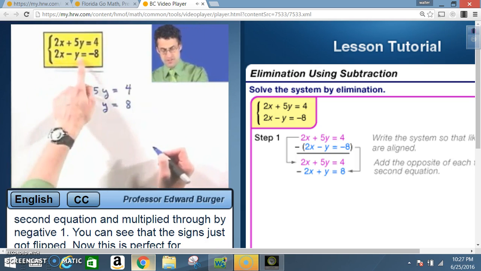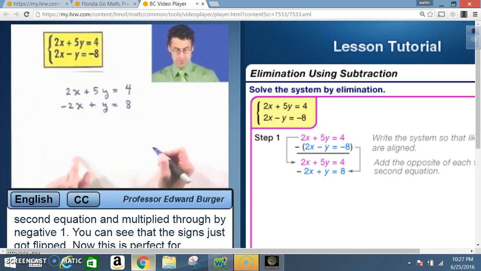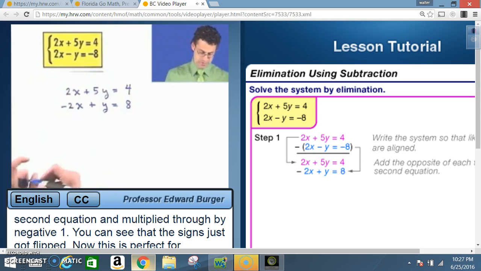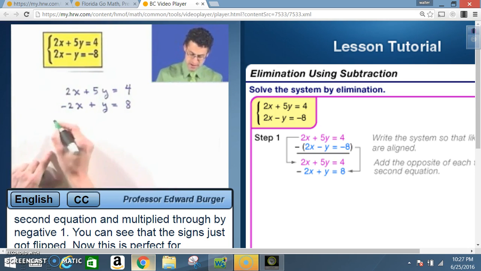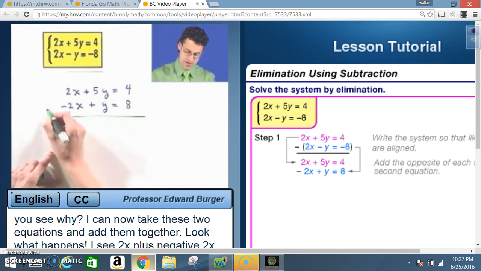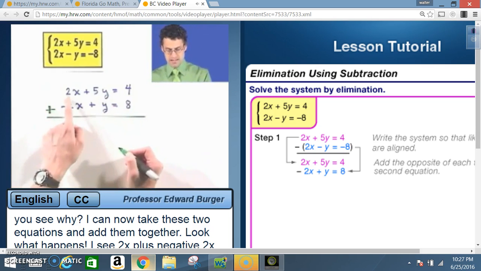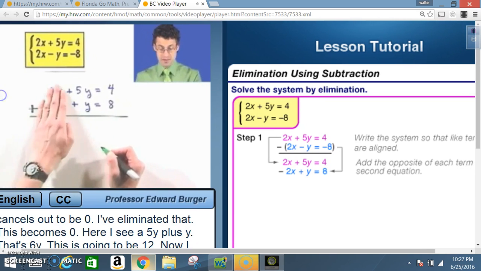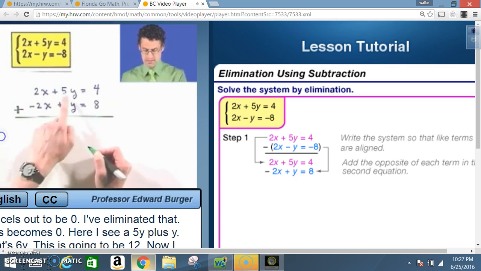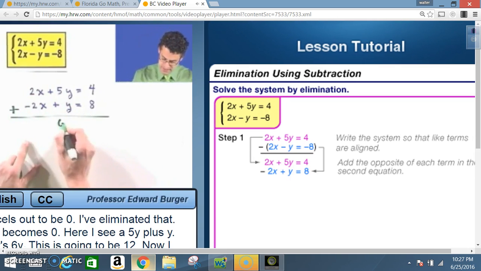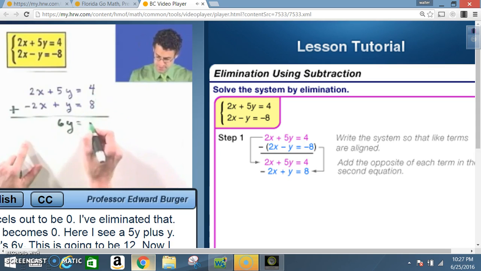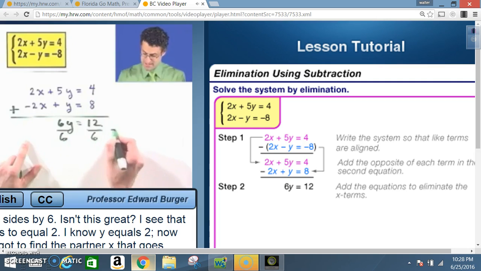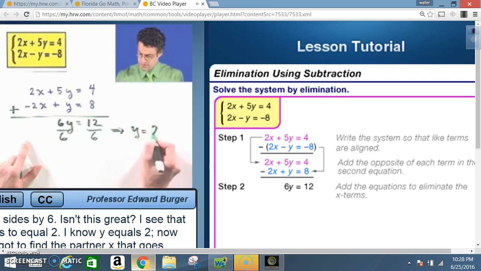Okay, so I just took the second equation and I multiplied through by negative 1, and you can see that the signs just got flipped. Okay, but now this is perfect for elimination. Do you see why? I can now take these two equations and add them together. Look what happens. I see 2x plus negative 2x. That cancels out to be 0. So I've eliminated that. So this becomes 0, and here I see a 5y plus y, that's 6y, equals, and this is going to be 12. Well, now I can just divide both sides by 6. Isn't this great? And I see that y has to equal 2.